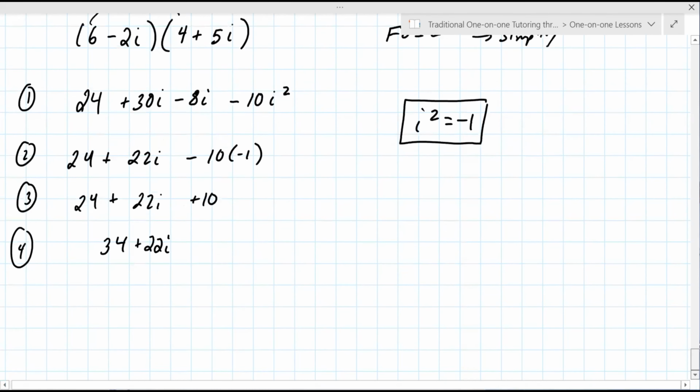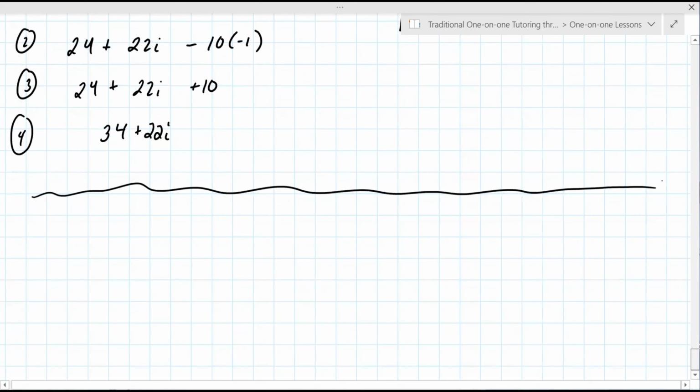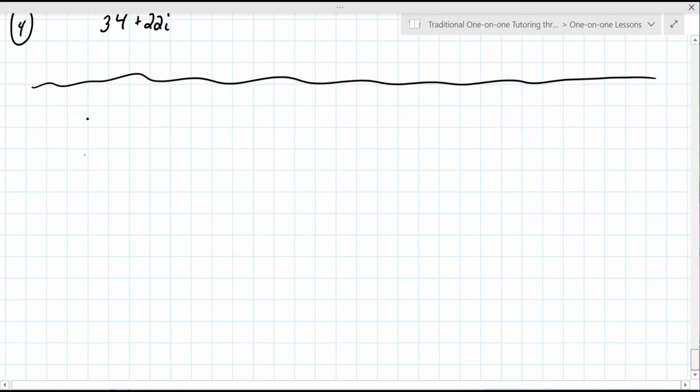Okay, let's do another one. I've got to have you do this all the way through. So it could be 4 minus 3i, 5 minus 6i. They can both be negative, they can both be positive. One can be positive, one can be negative. But go ahead and work through this one for me, please.